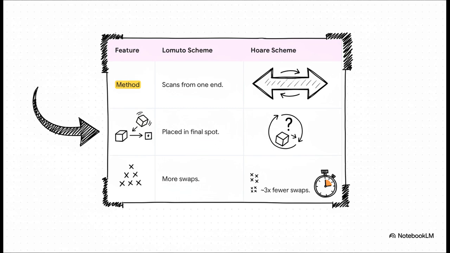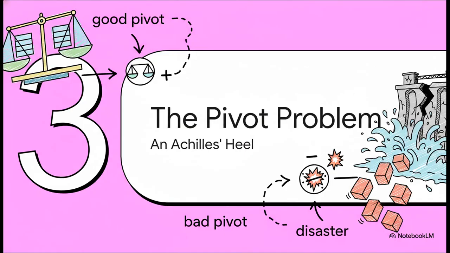Okay, we've seen why it's great, but now let's talk about the dark side. The entire efficiency of Quicksort, everything, hangs on one single choice: picking the pivot. If you pick a good pivot, you split the list nicely in half. But if you pick a bad pivot, well, that's when things go horribly wrong.